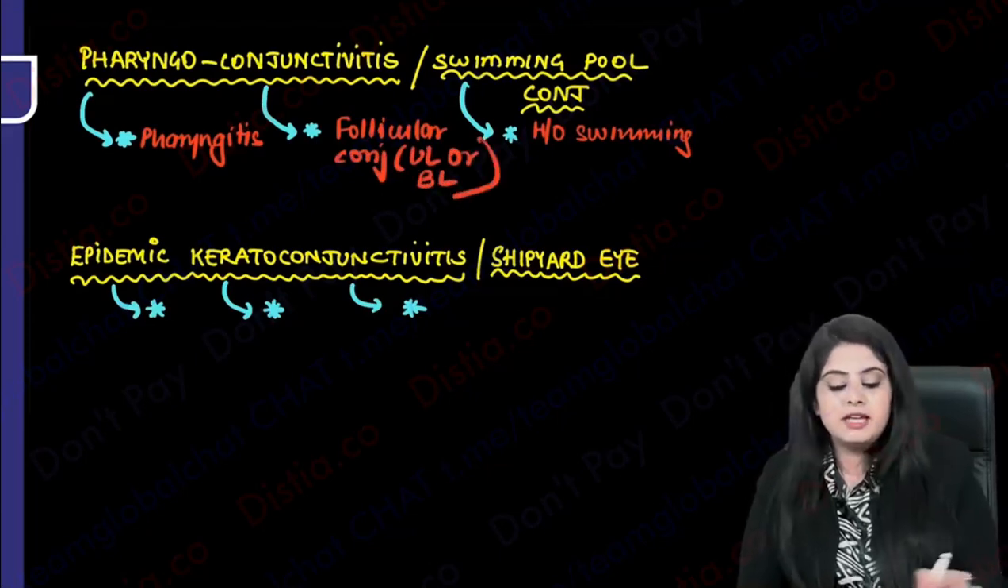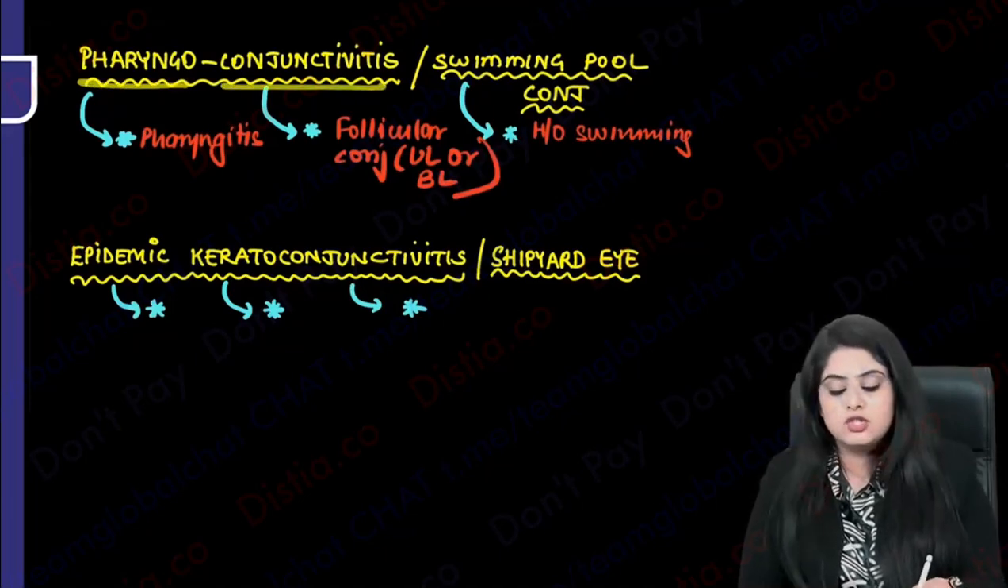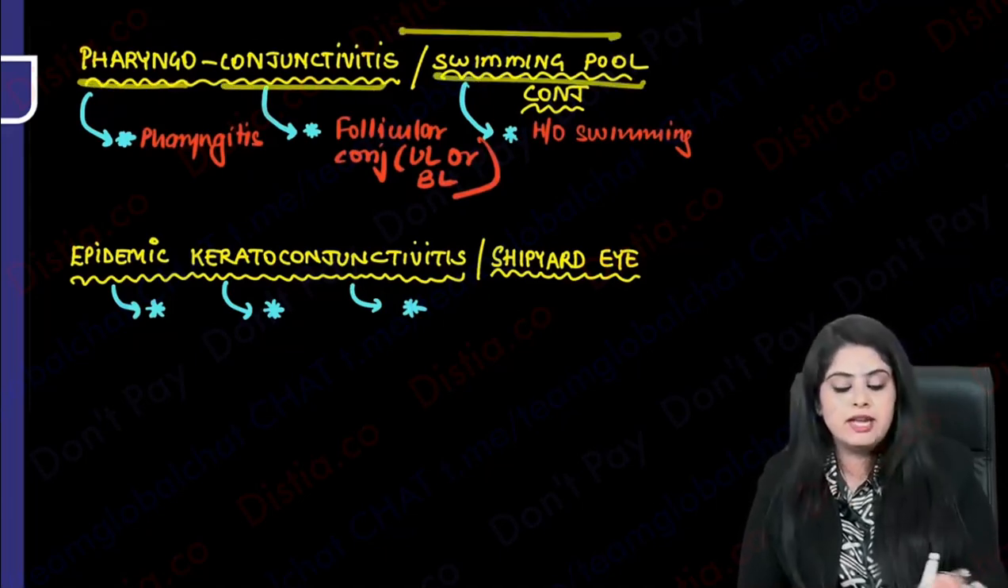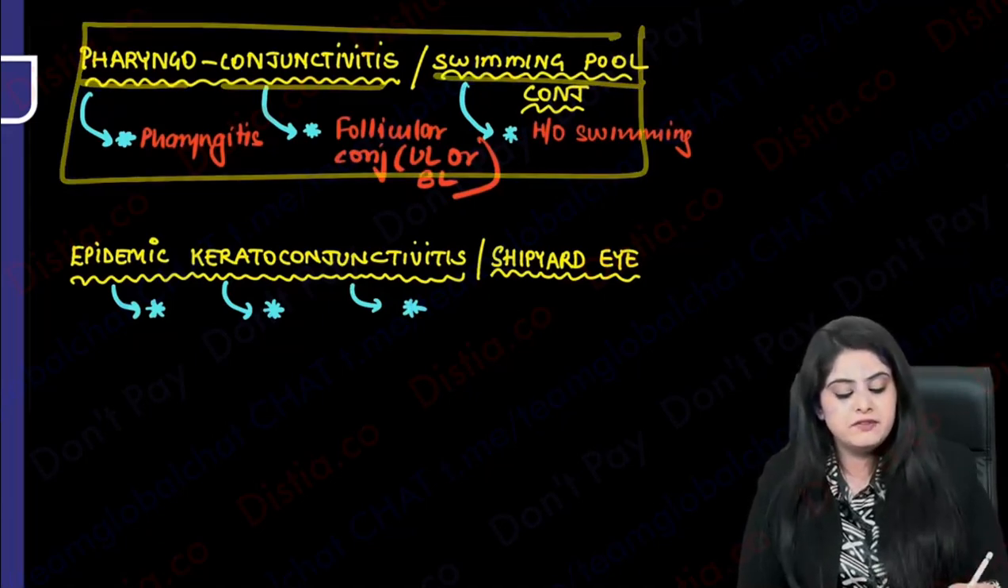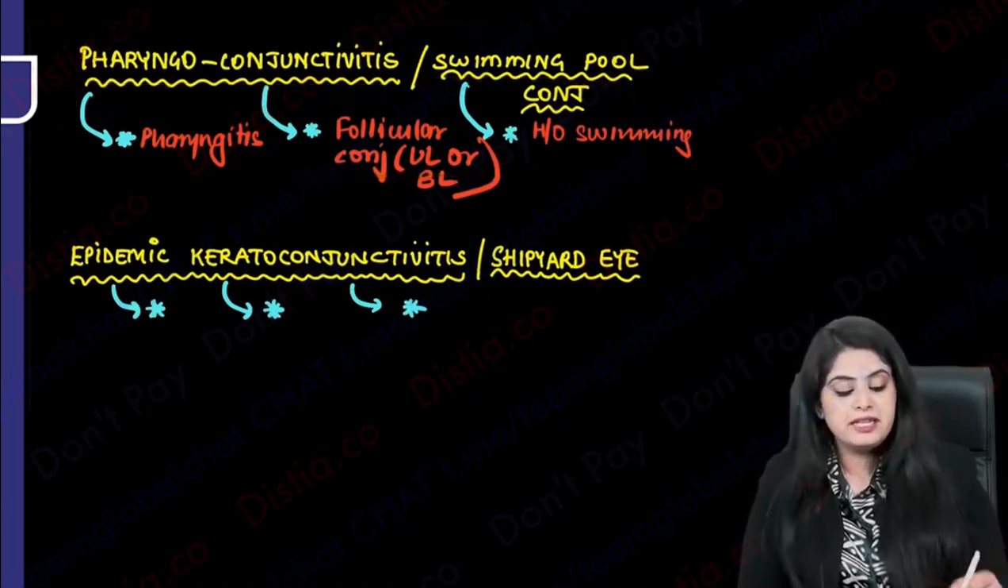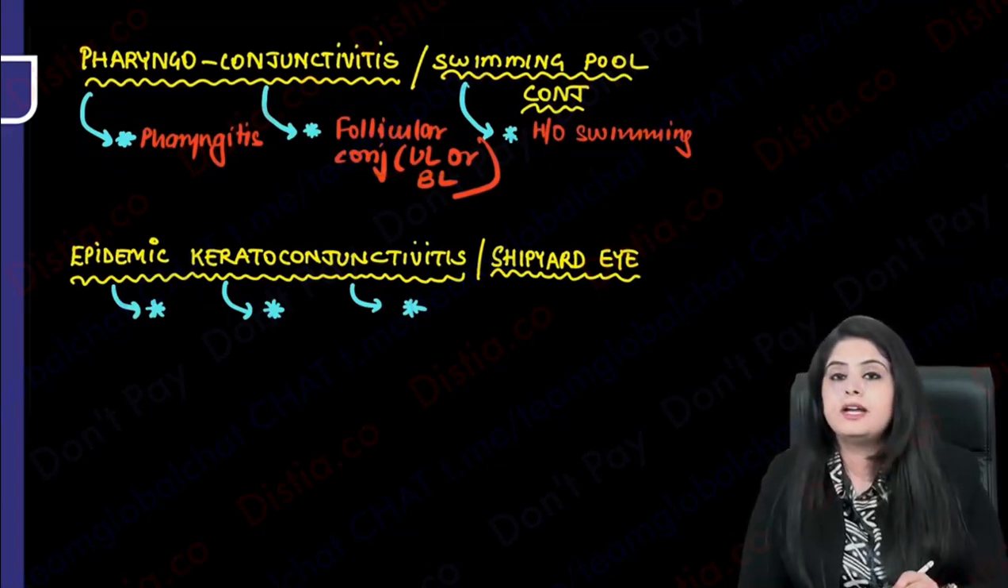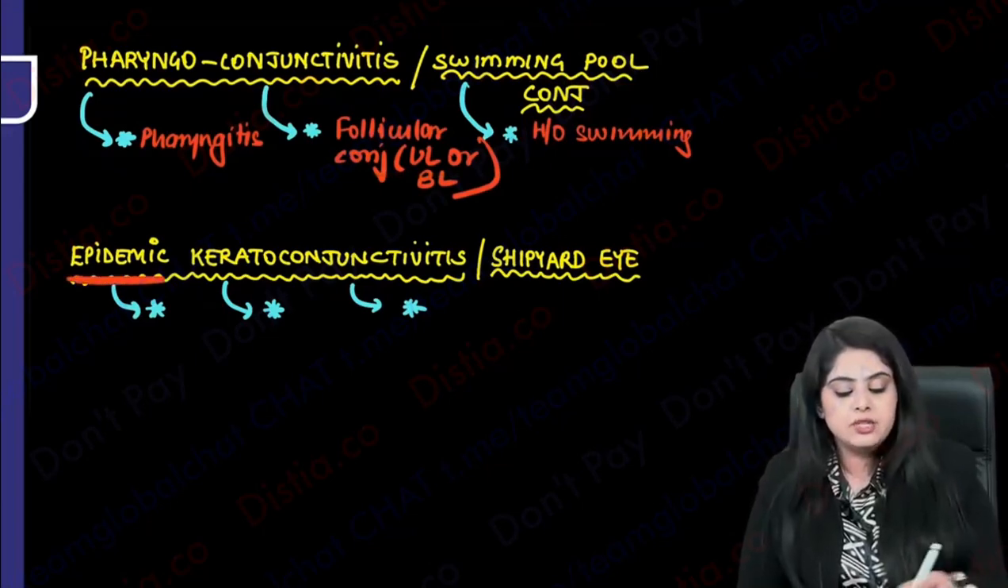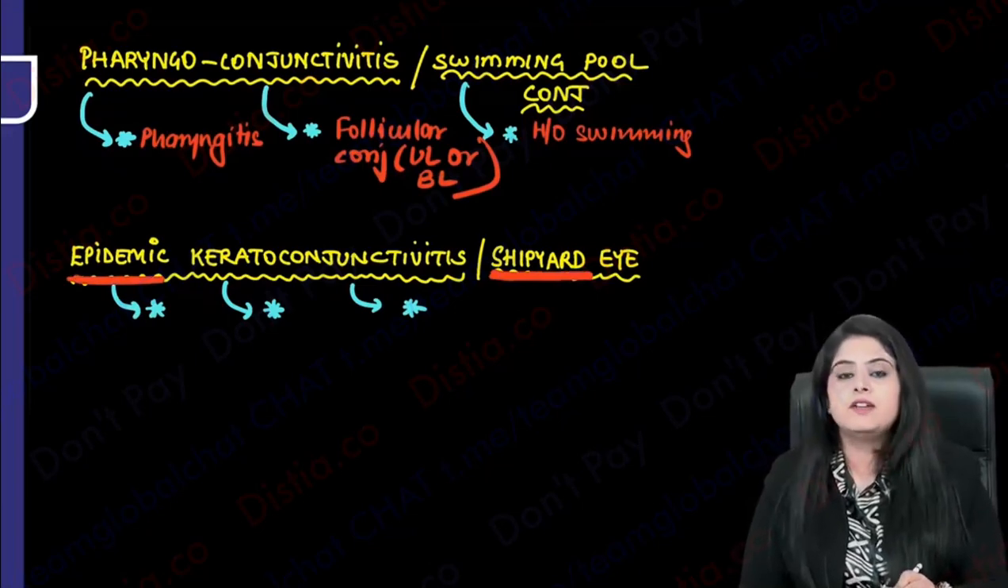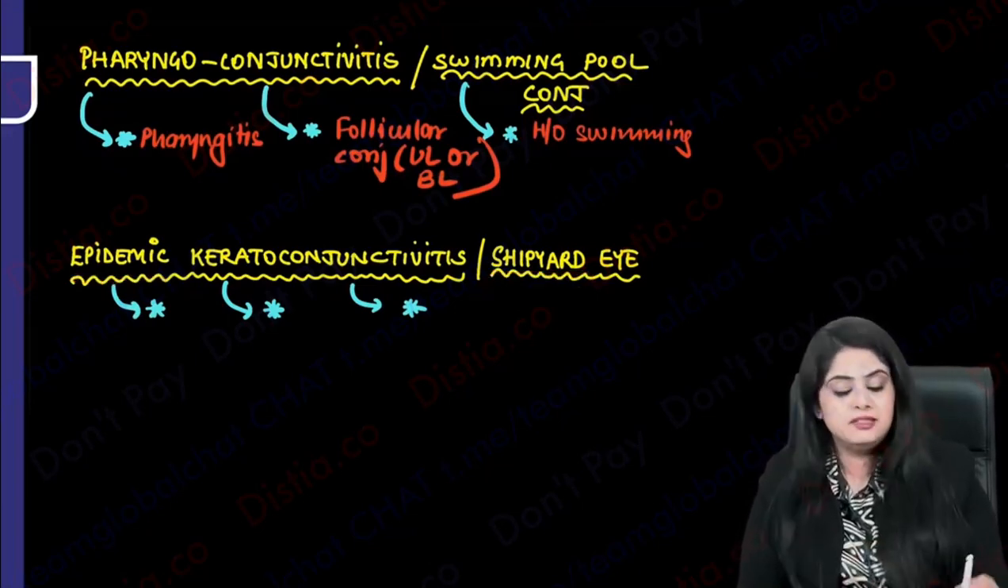So remember, pharyngitis, follicular conjunctivitis, history of swimming pool, that is pharyngoconjunctival fever, usually seen in children. Next we come to another one. Shipyard eye, what is it? Epidemic. An epidemic happened on a ship, everyone has had this. So an epidemic on a ship means this is definitely going to work as an epidemic.